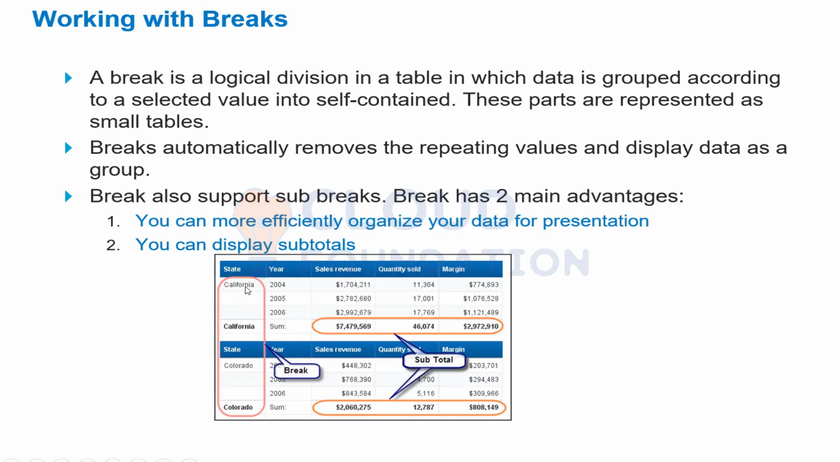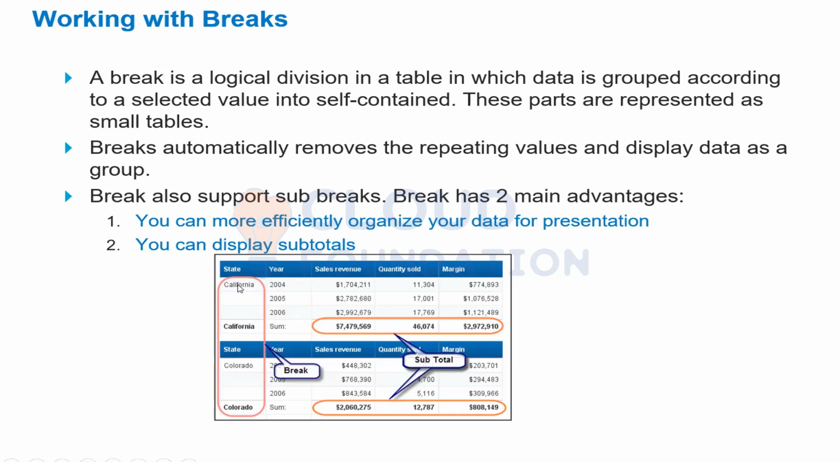Like if we create a break on a state here, whatever it is, these three rows are related to California. If you have 10 rows also, only the first row will display the name and all others are displayed as blank.